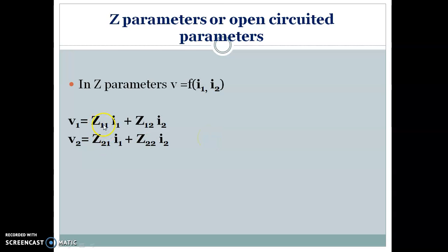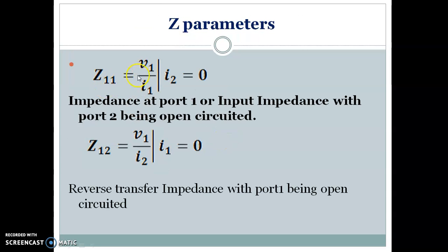Now we'll see what these parameters, Z11 and Z12, represent. My Z11 is given as V1 by I1 with I2 equal to 0. When I make the output current, that is the port 2 current, 0, that means I am open circuiting that port. So Z11 is V1 by I1. You can see that this is the relation V by I, which is impedance. It involves only port 1. Port 1 is the input port, so it is the input impedance with the output port, port 2, being open circuited.